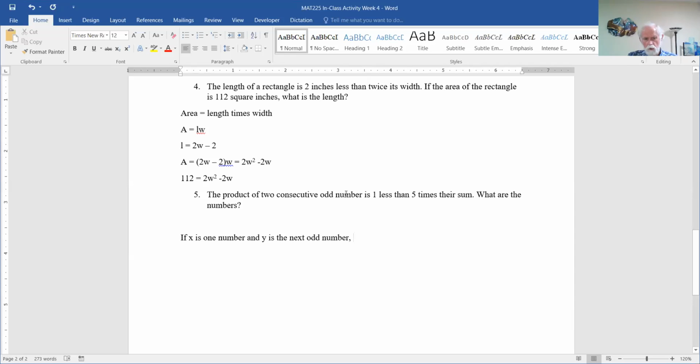So if we go down here, we're on number 5. Let's just start tearing the problem apart. 2 consecutive odd numbers. Let's just stop right there. If x is one number and y is the next odd number, then y equals x plus 2. Does that make sense?